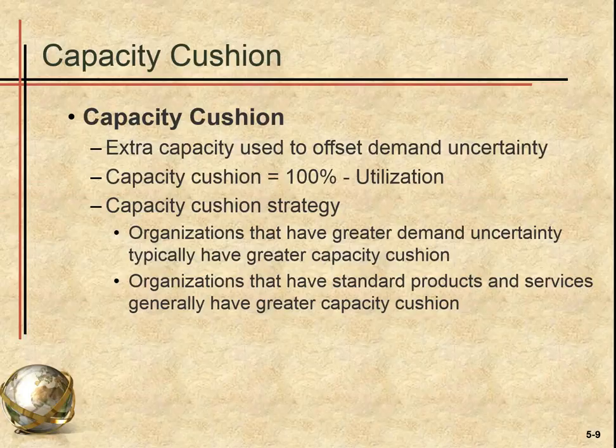So how do you calculate the capacity cushion you want? You take 100% minus utilization. And remember, utilization is how much of the design capacity you are using right now. So if your machine has a design capacity of 1,000 units and you're only producing 800 units per day, then you have a 20% cushion. And you always want to have a capacity cushion.